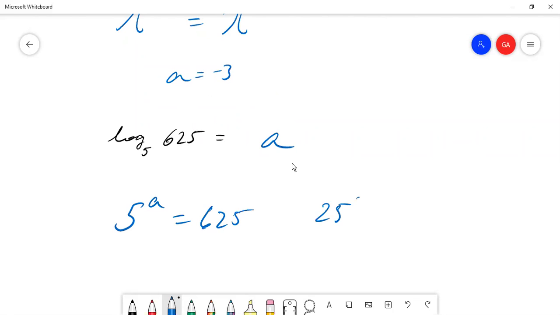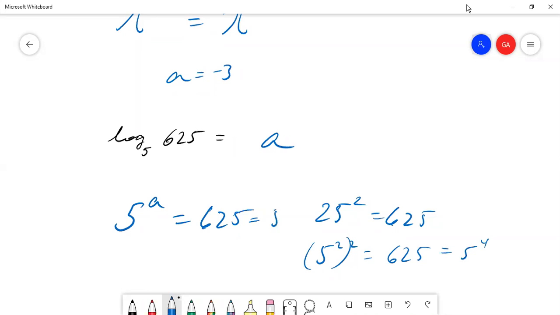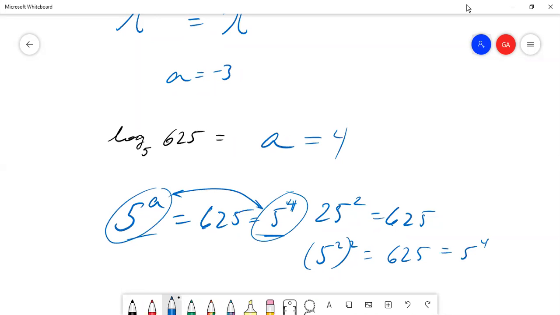It might look hard, but I know my perfect squares pretty well. And it turns out that 25 squared is 625. And you all know that 5 squared is 25. So I can write this entire thing as 5 squared squared. And 5 squared squared is just 5 to the 4th. And so this entire thing is 5 to the 4th. And the only way to make this statement match this statement is letting a equal 4. Right? See how a can only be 4 to make this statement true?